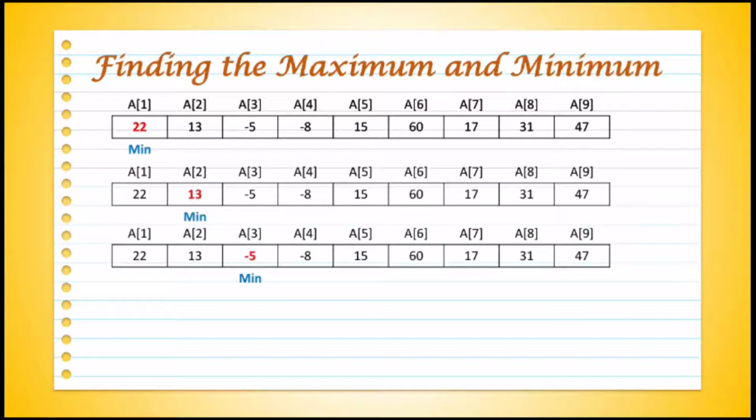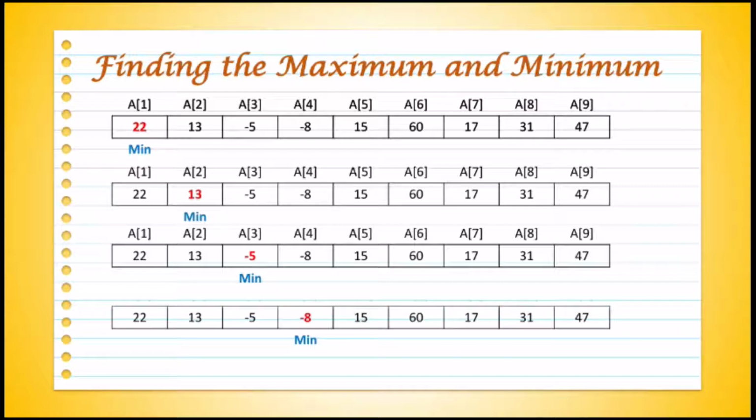The next number is minus 8. Compare that with the minimum value. Is minus 8 less than min? Yes, again the condition is true. That means we will change the value of min. The new value of min will be minus 8. Compare this value with the remaining elements. The next element is 15. Is 15 less than min? No, the condition is false. That means the min value will remain as it is.